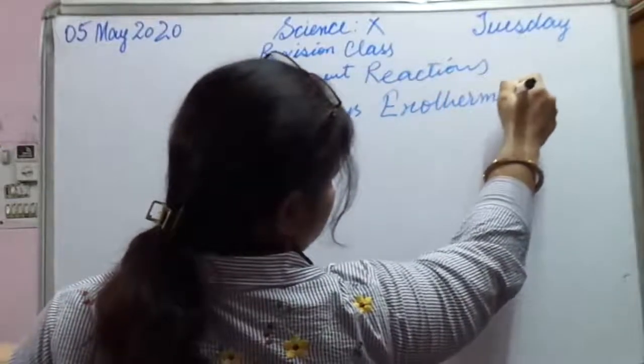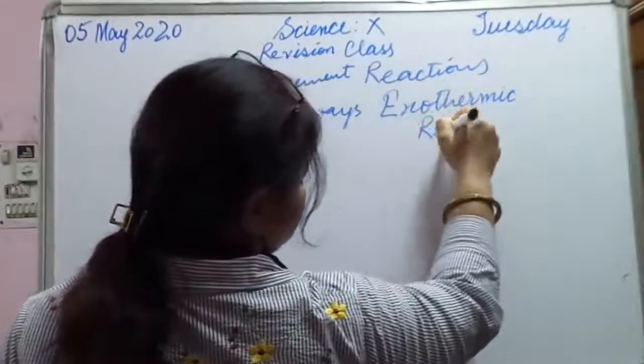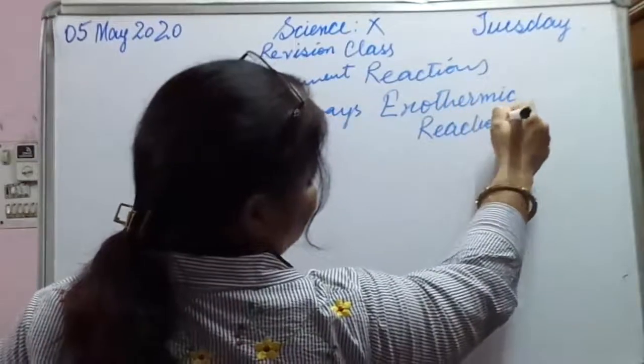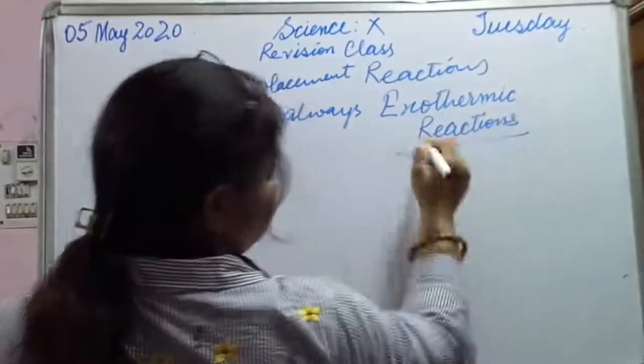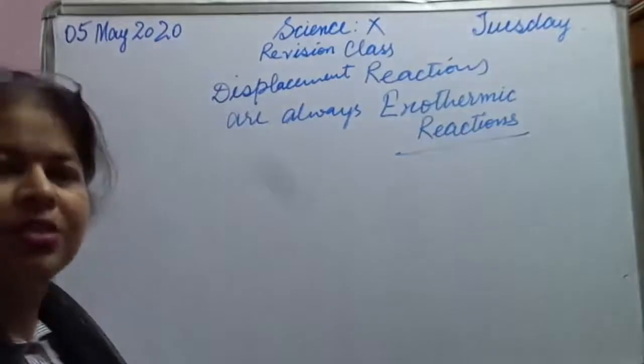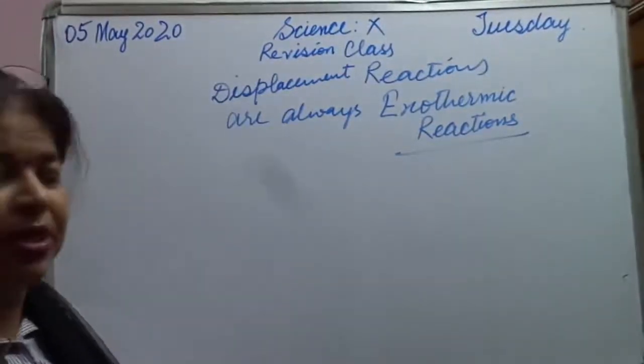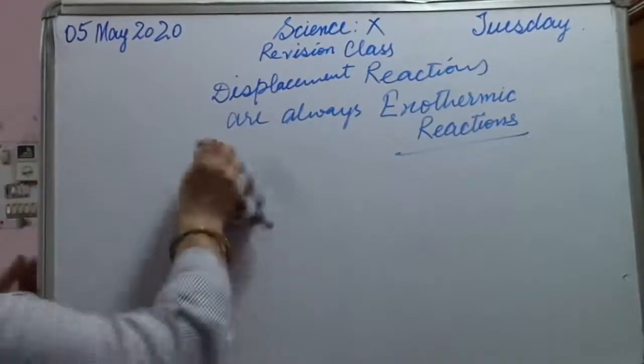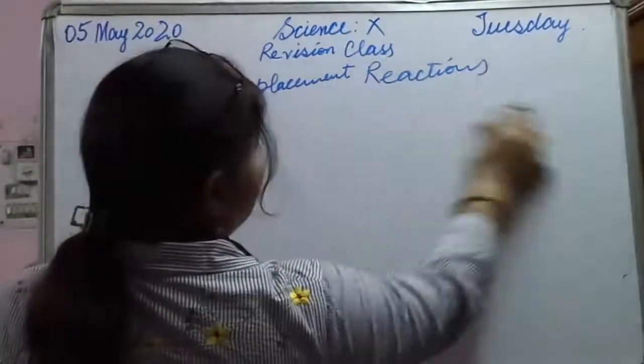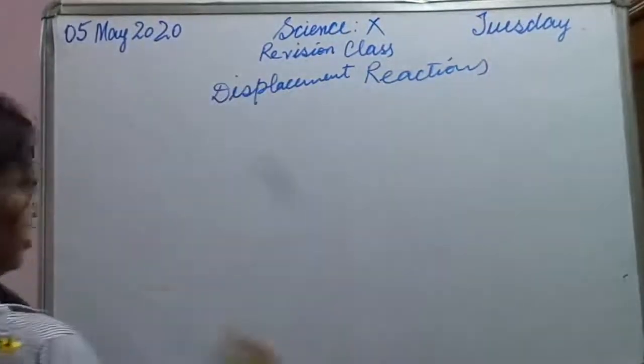Exothermic reactions. It means heat is released when the reaction is taking place. Okay. Now, next is double displacement reaction. The next reaction that we are going to study is double displacement reactions.